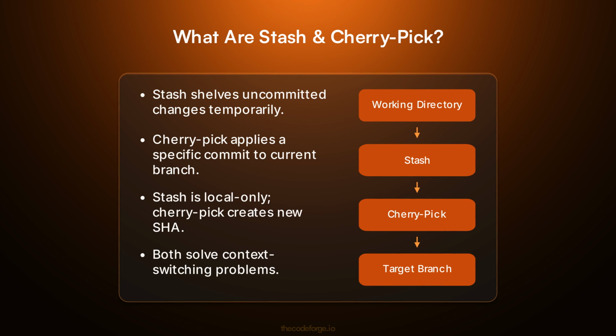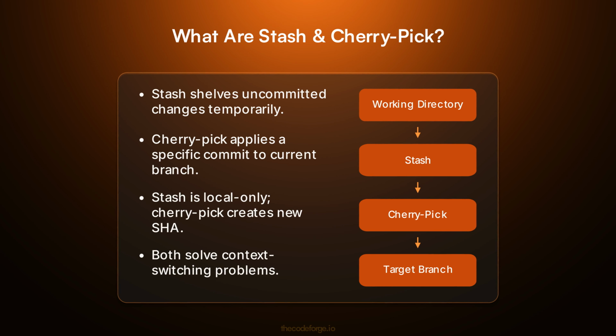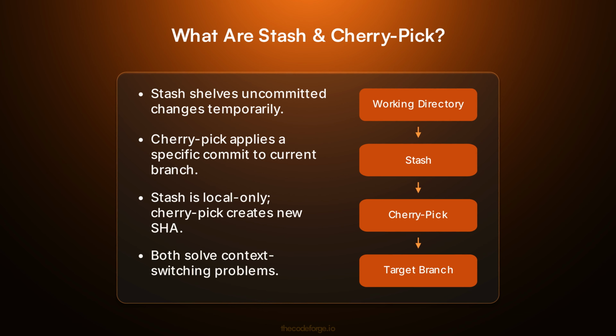Git Stash temporarily shelves uncommitted changes so you can switch branches cleanly. Git cherry-pick applies a specific commit from one branch to another, creating a new commit with a new SHA. Both are essential for managing context switches.